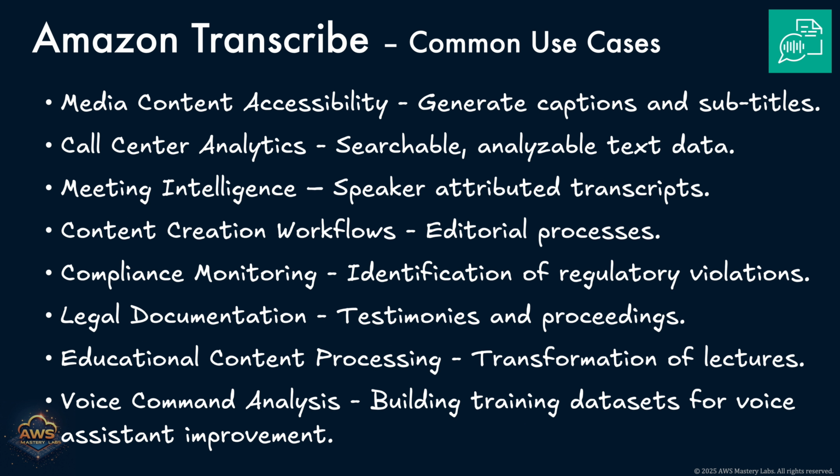Amazon Transcribe unlocks a wide range of use cases by converting spoken language into text, making audio content more accessible, searchable, and actionable. One of the most widespread uses of Amazon Transcribe is in media content accessibility. By automatically generating captions and subtitles, content creators can make videos more inclusive for people with hearing impairments. It also helps improve viewer engagement across different platforms and devices.